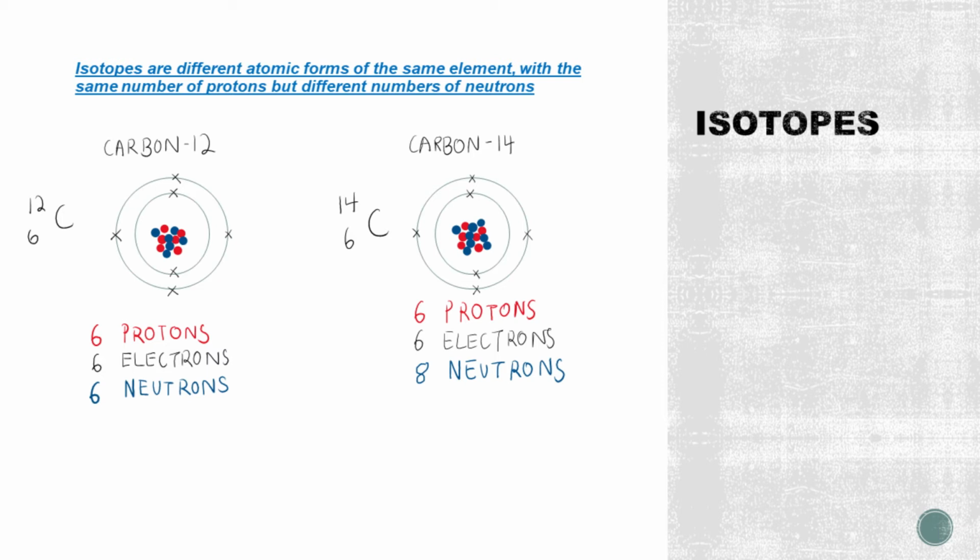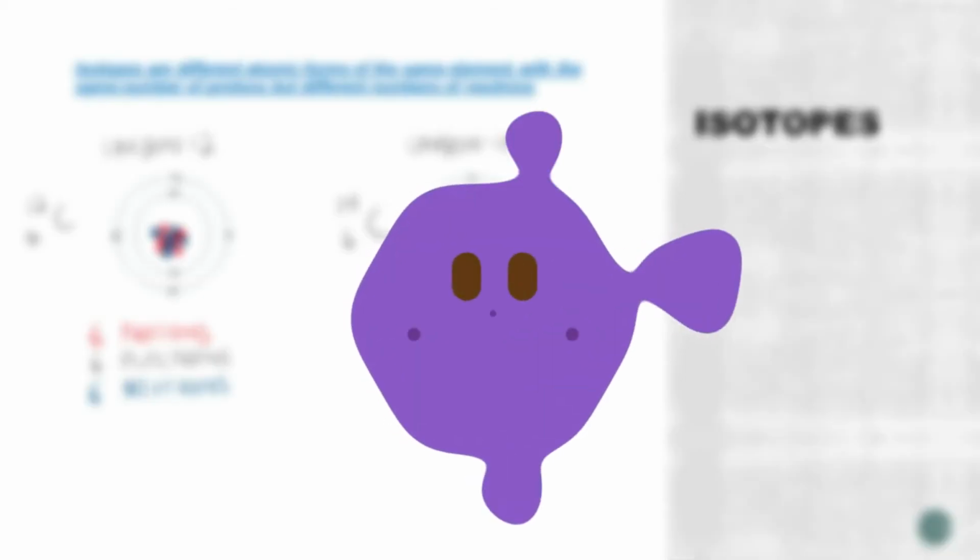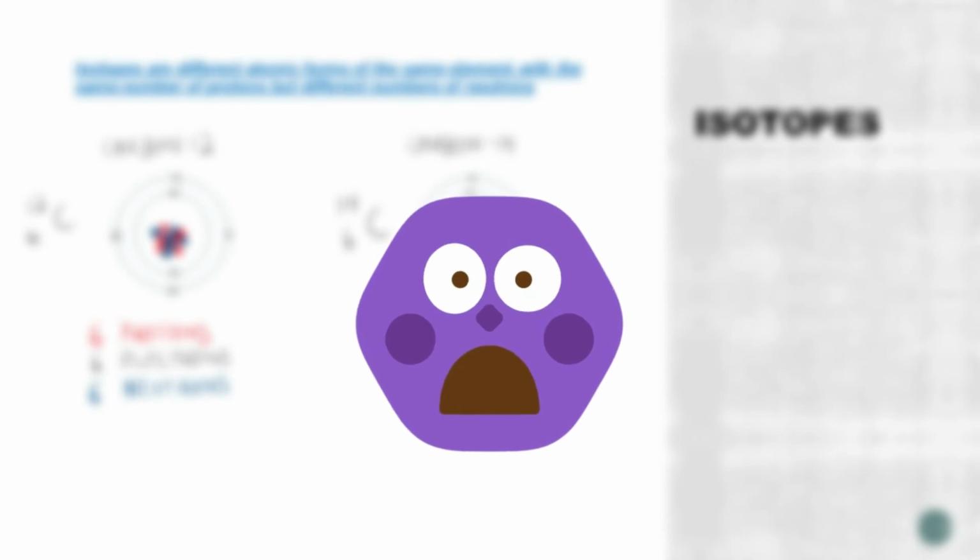For example, carbon-12 has a mass number of 12, 6 protons plus 6 neutrons equals 12, and carbon-14 has a mass number of 14, 6 protons plus 8 neutrons, because of these two extra neutrons, but both have the same atomic number of 6 because they both have 6 protons. Is anyone else dizzy after that, or is it just me?